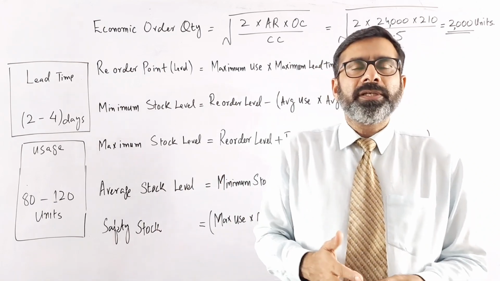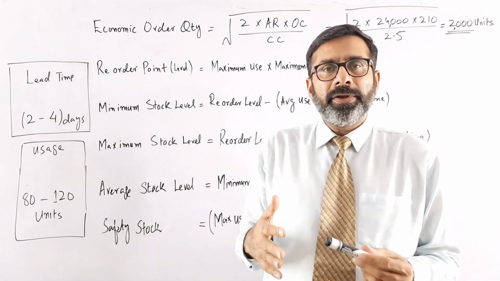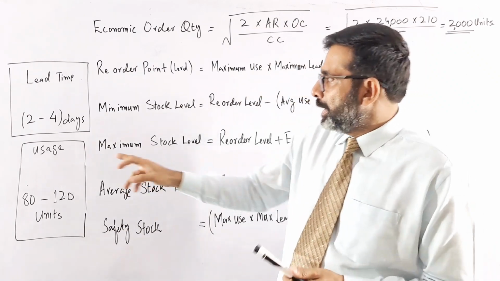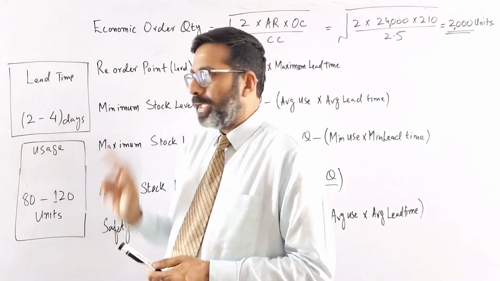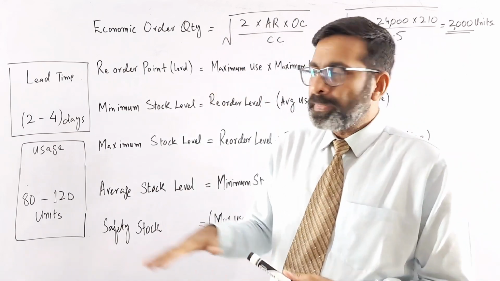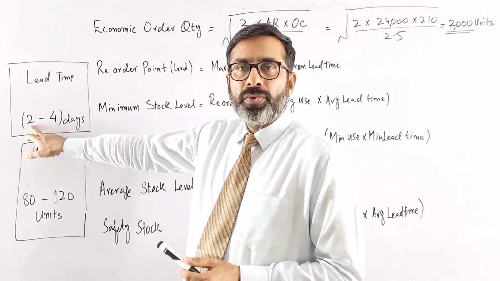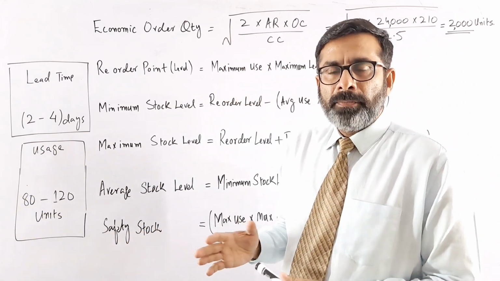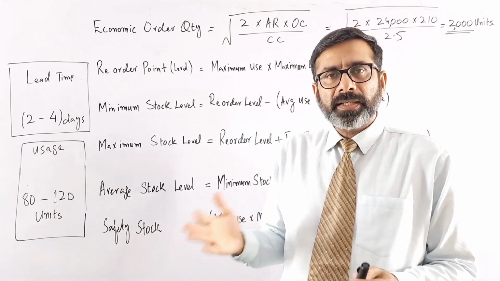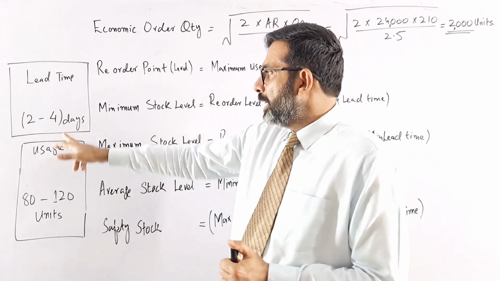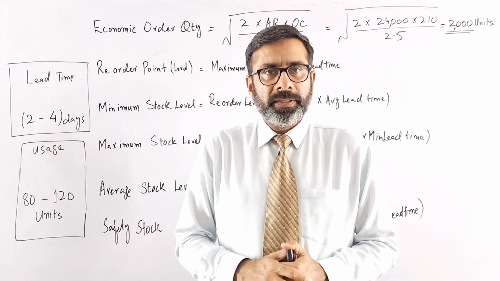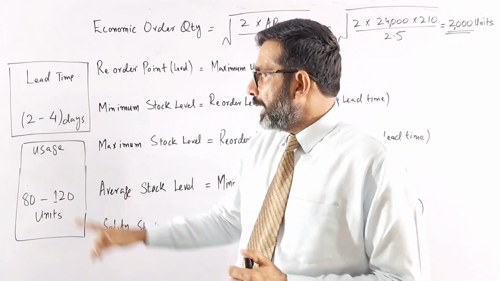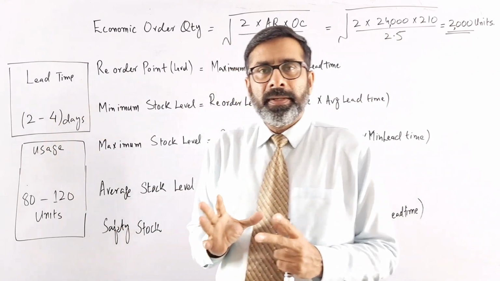If it is in the same city or the same country, it may take 2 days, 4 days, 6 days, like that. We assume that it is from 2 to 4 days. What is the meaning of 2 to 4 days? At minimum it takes 2 days after giving the order, and you receive the inventory within 2 days. But if there are any circumstances or issues, it may take up to 4 days.